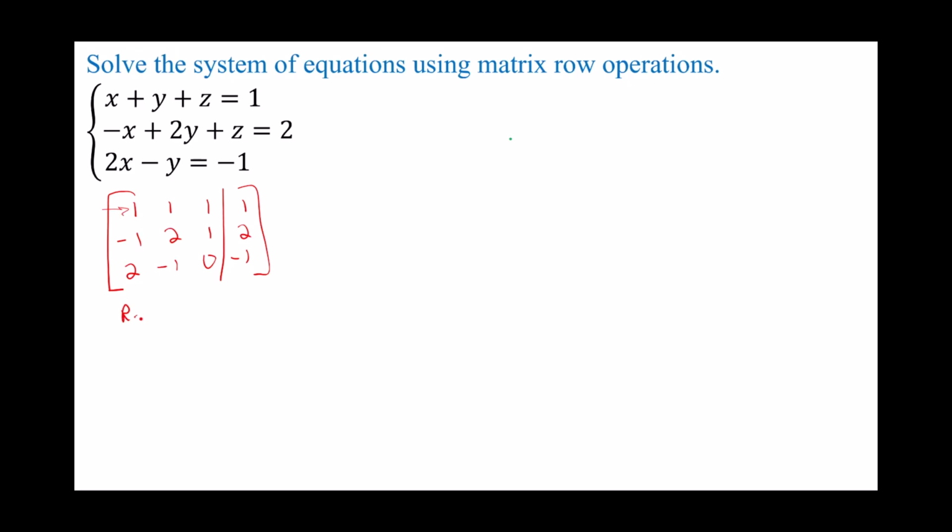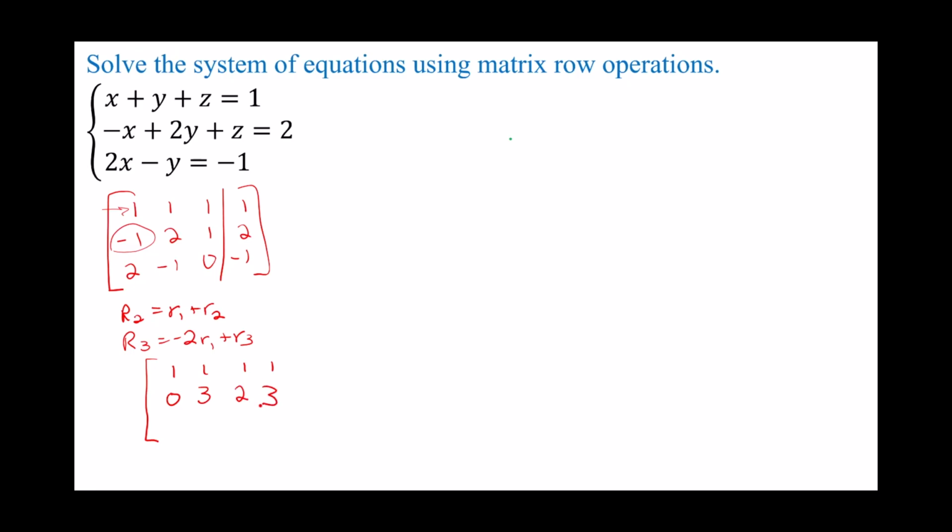So my new row 2 will be row 1 plus row 2. That way I'll have 0 in this spot right here. My new row 3 will be negative 2 row 1 plus row 3. So my row 1 is staying the same. Row 2 is going to be row 1 plus row 2. So I'm just going to add the first 2 rows. 1 plus negative 1 is 0. 1 plus 2 is 3. 1 plus 1 is 2. And 1 plus 2 is 3.